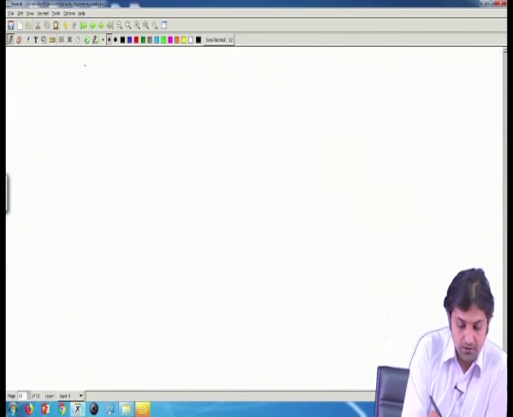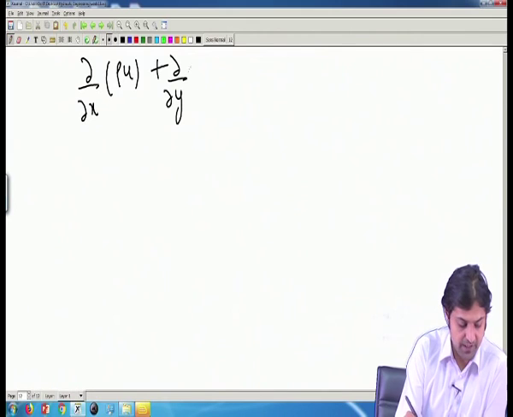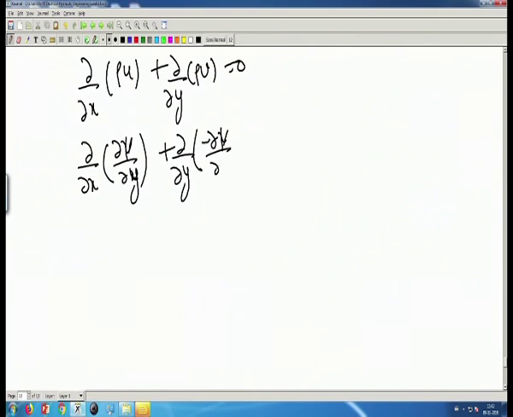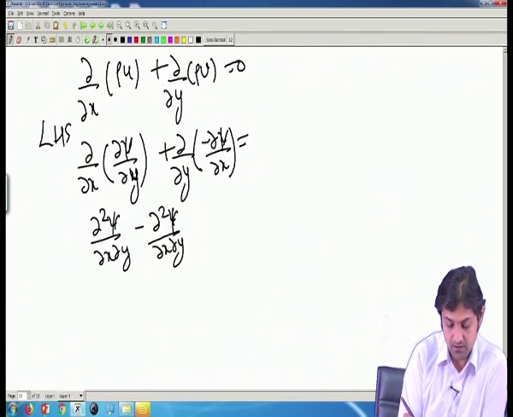Okay, how? So, del x of rho u, how is it satisfied identically? So, rho u is del psi del y, so it will be del x of del psi del y, plus del y of rho v, which is minus del psi del x. So this means LHS and RHS are equal.